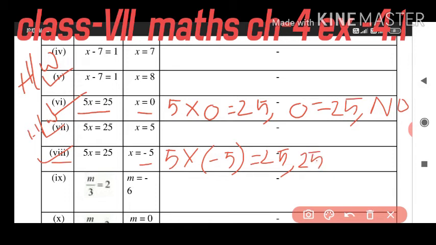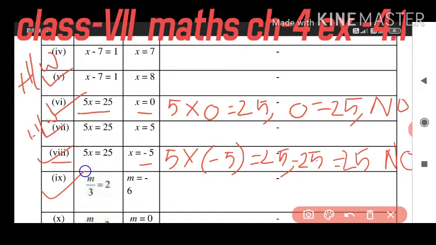And here the minus sign is there. So minus and plus will make what? Minus. So it will become not only 25, it will become minus 25. Now minus 25 is equal to 25. Is it true? No, isn't it? So this is also not satisfied. So no. Now next, 9.